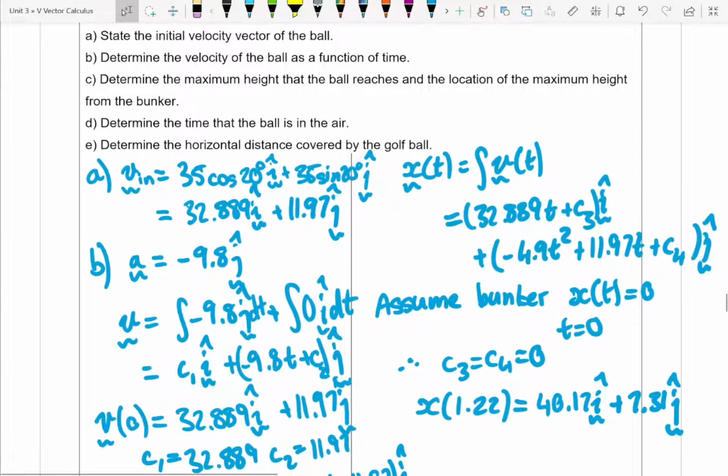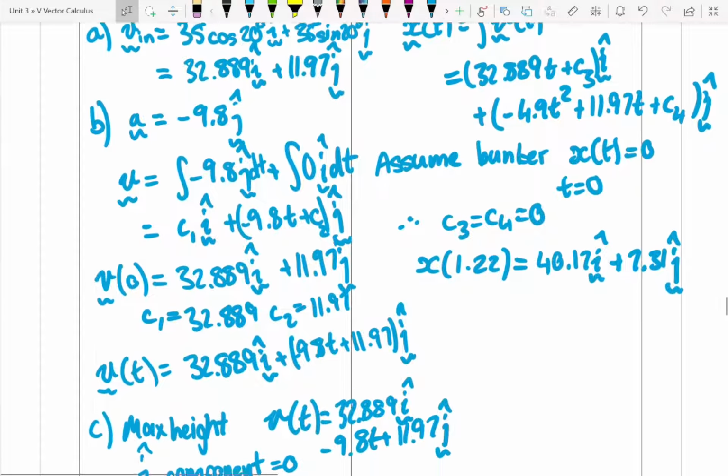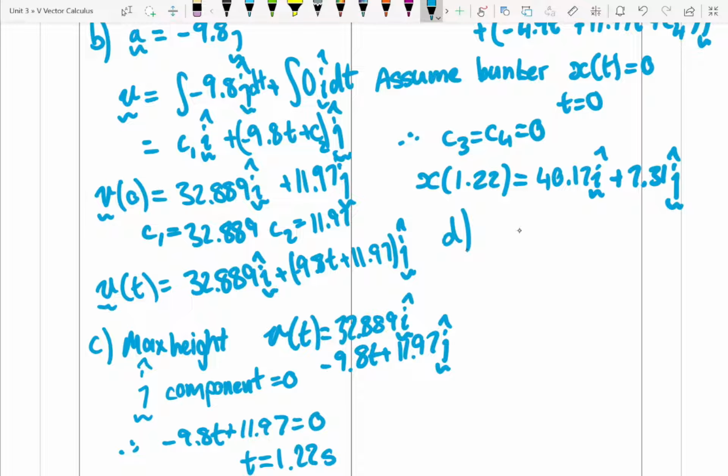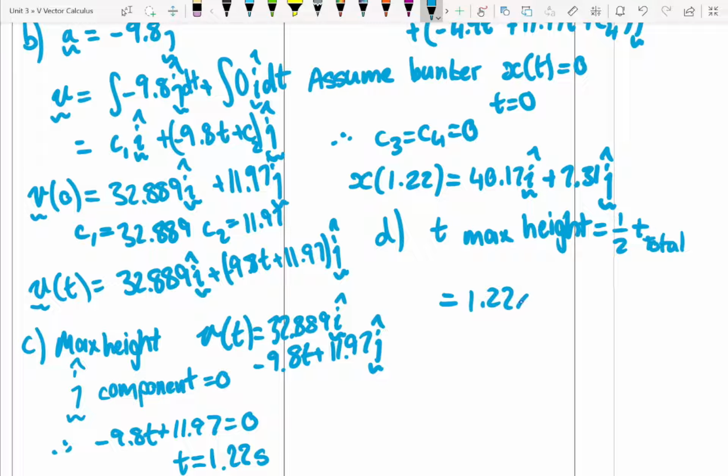Part D, determine the time that the ball is in the air. So as we talked about earlier, t of max height is equal to half t total. So that's just going to equal our 1.22 times 2, which is equal to 2.44 seconds. So it's going to be entirely in the air for 2.44 seconds.